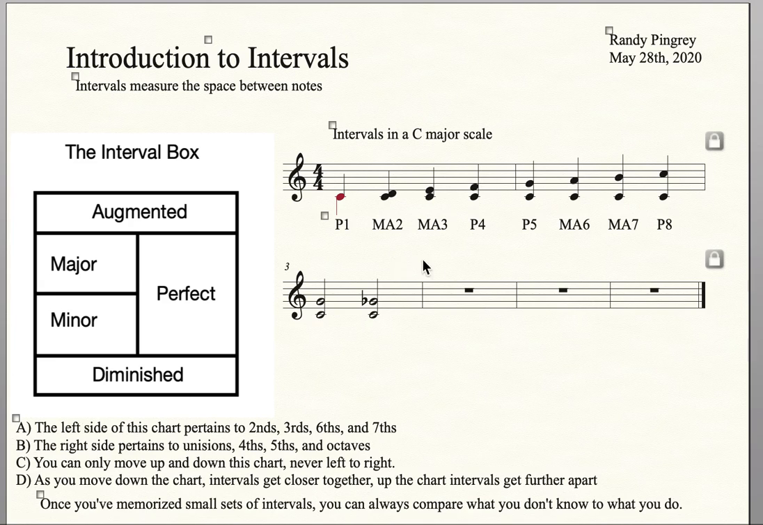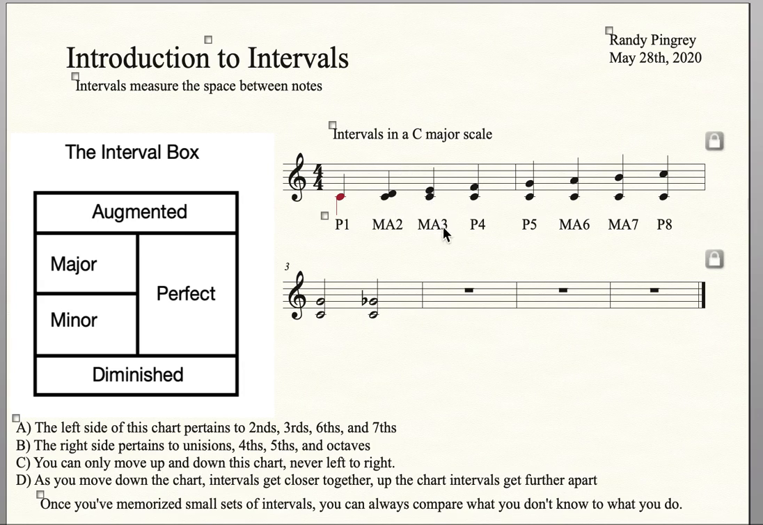So when we talk about intervals, there are two parts to all of these intervals. There is a quality, so P stands for perfect, MA stands for major. There are also minor, augmented, and diminished intervals. And then there's a number. So we have 1, 2, 3, 4, 5, 6, 7, 8. We usually call this a unison, this an octave, and then everything else in between is second, third, fourth, fifth, sixth, and seventh. So the number part of an interval is very straightforward.